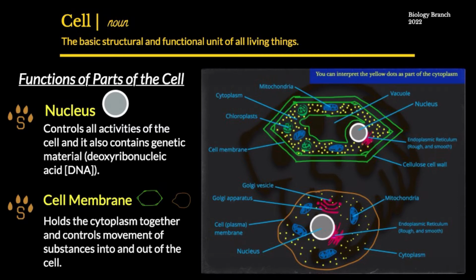Then we have the cell membrane, and to look at the structures, we've tried to make individual diagrams for each of the parts so that you can identify them in the diagram that you see on the right. So we have cell membrane, which is the part which holds the cytoplasm together and controls movement of substances into and out of the cell.